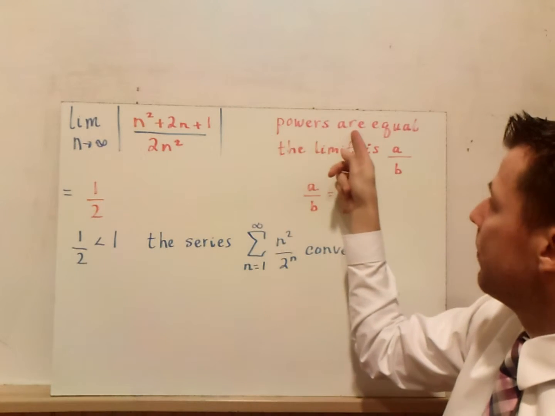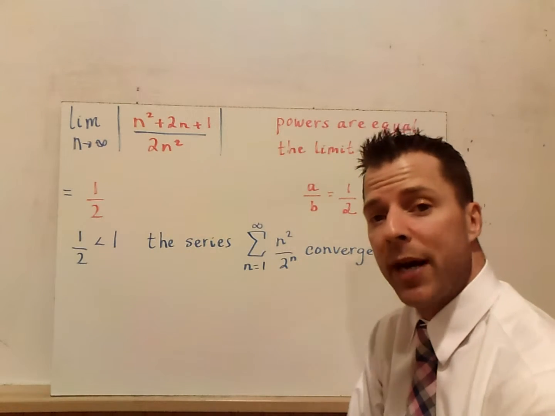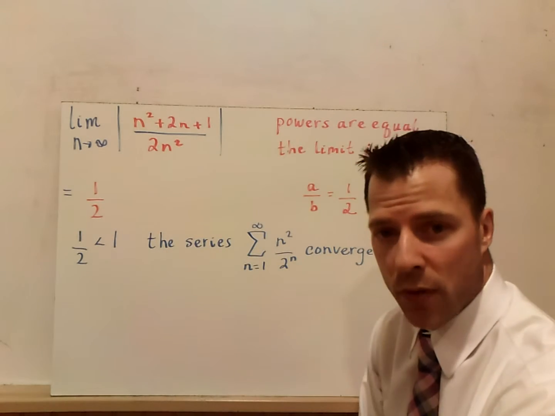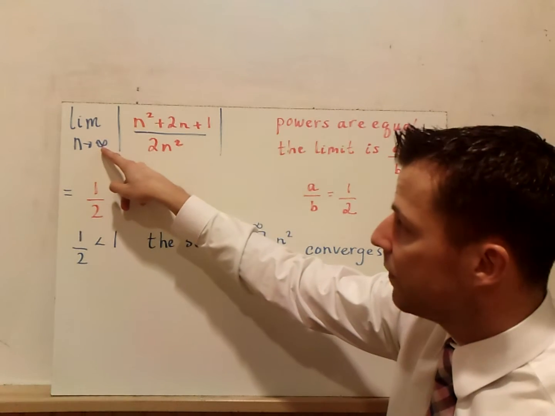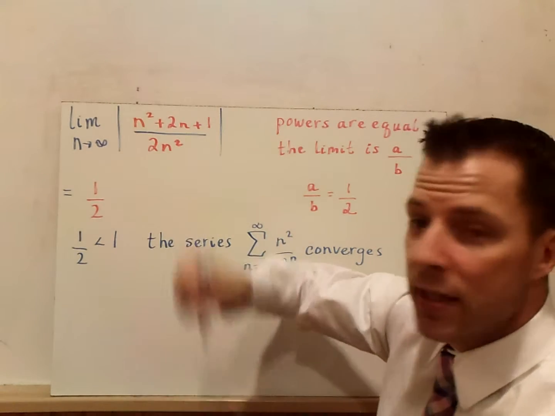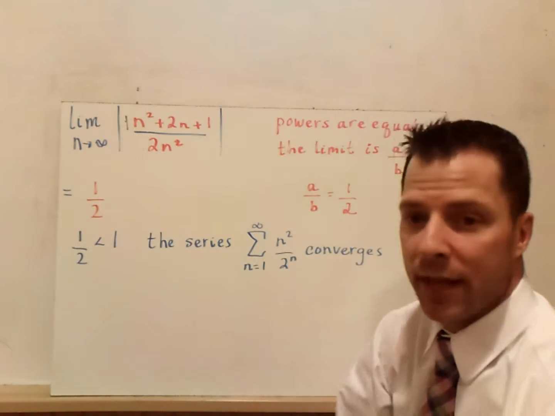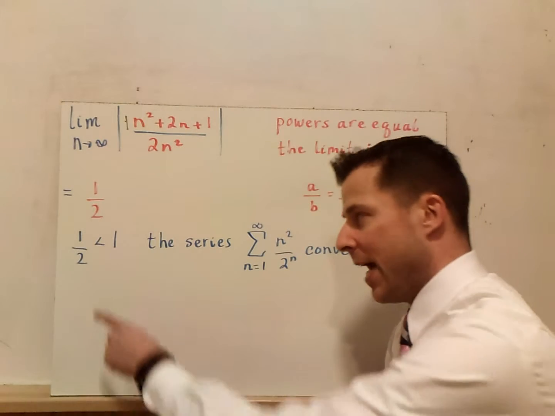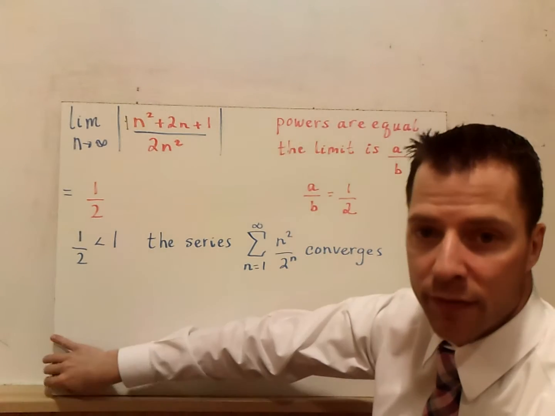So the powers are equal here, so we take the limit. Depending on if you watch other videos, if the powers are equal and we're taking limits as we approach infinity, there's a rule where we can just divide leading coefficients. This is 1 over 2. There's my limit. It's 1/2. 1/2 is less than 1. So the series is going to actually converge.